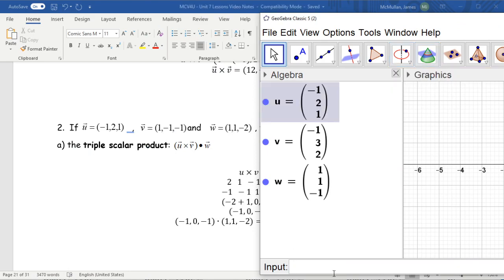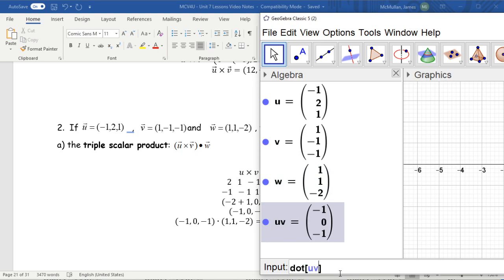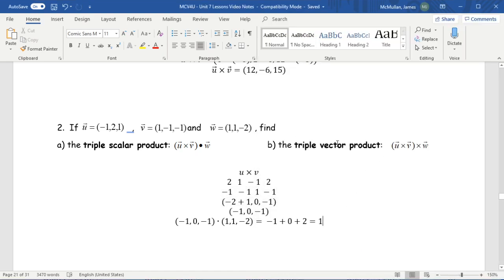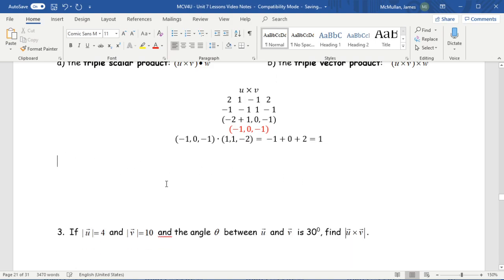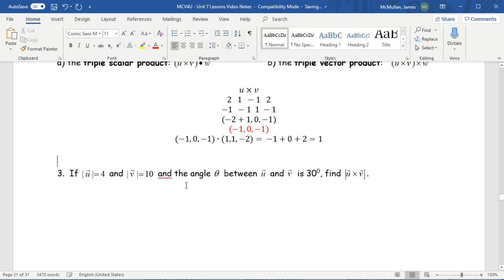Negative 1, 2, 1. V is 1, negative 1, negative 1. W is 1, 1, negative 2. And then let's say UV equals cross UV. And then let's go dot UVW, and we get the answer 1. Okay? Now for the second question, all you would do is take my same answer for U cross V, and then instead of dotting it with this, cross it with that, and just repeat the cross product procedure. We're going to have to do a number more cross products today. I think this is just practice, so you go ahead and do that on your own.